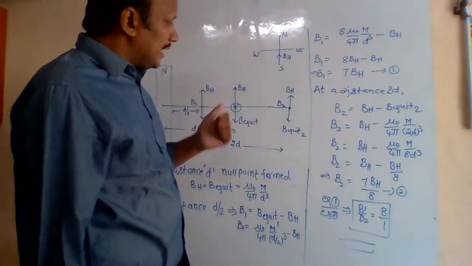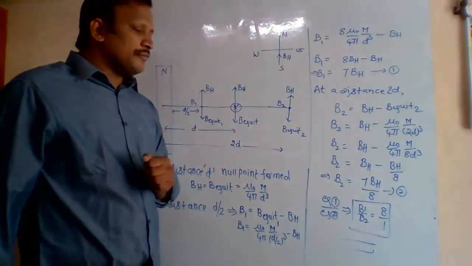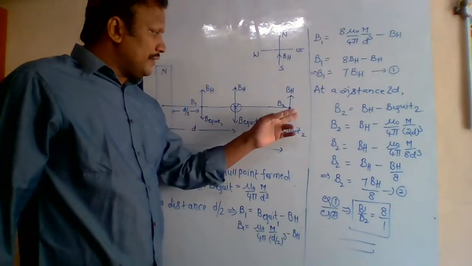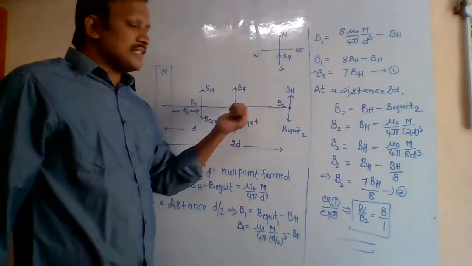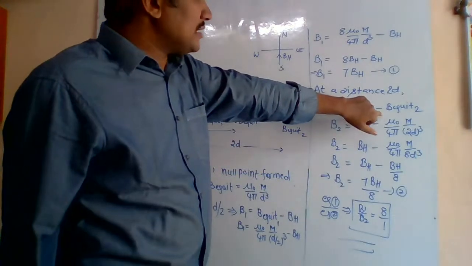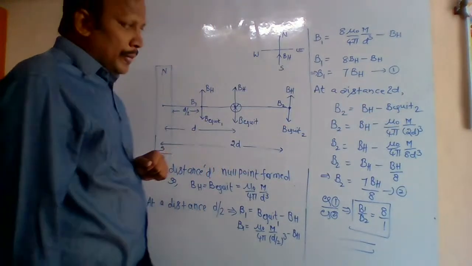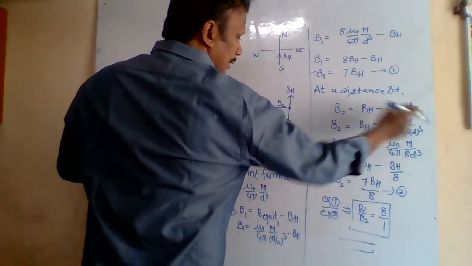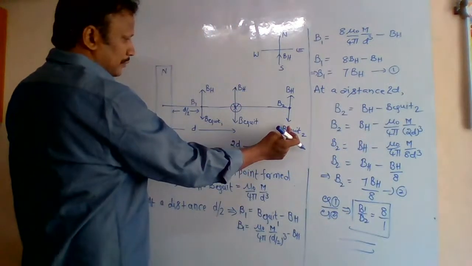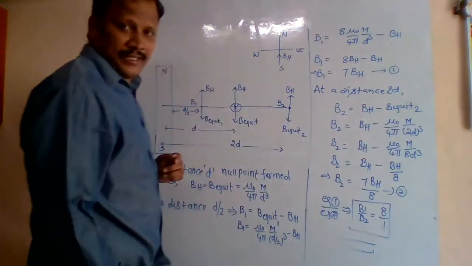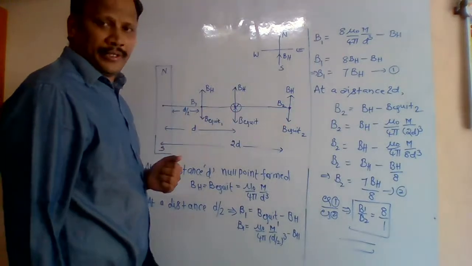So, B2 is equal to, here BH is greater than that of B equatorial. Right? Upward magnetic field is greater than that of downward magnetic field. Why? Because distance is more. Distance is more, magnetic field is less. Therefore, BH minus B equatorial 2. So, B equatorial 2 formula what here? Basically, mu naught by 4 pi into M by distance, how much here from here to here? 2d. So, 2d, full cube. Is it clear? Here d by 2, at that point 2d.